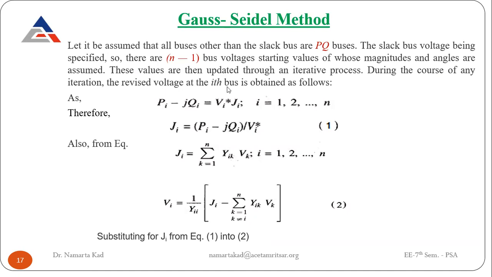So these values are then updated through an iterative process. It is not certain that our assumption is correct, so these values are updated in each iteration.